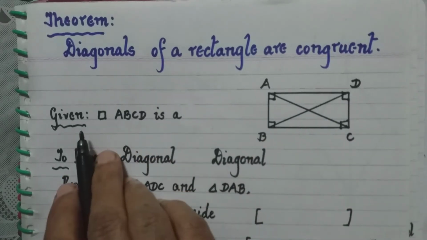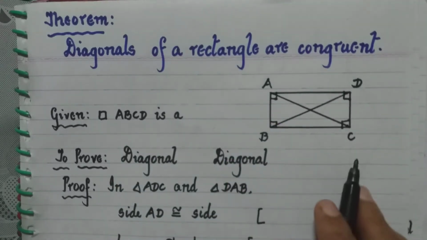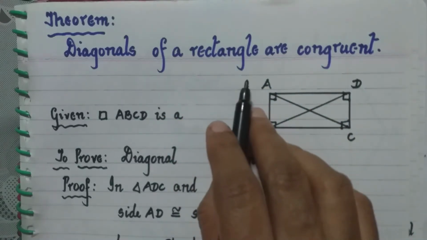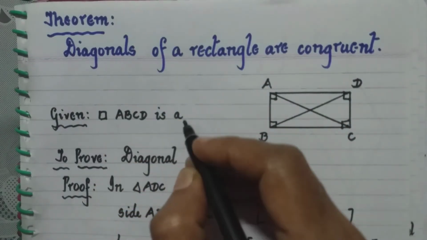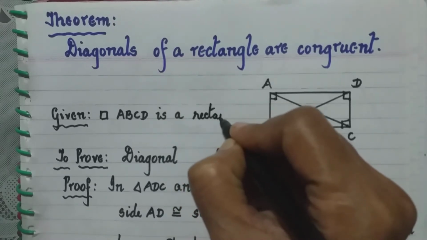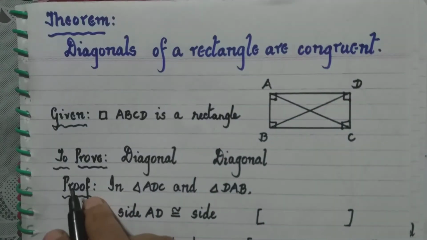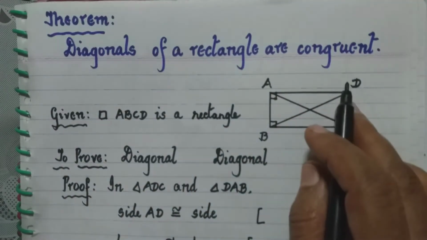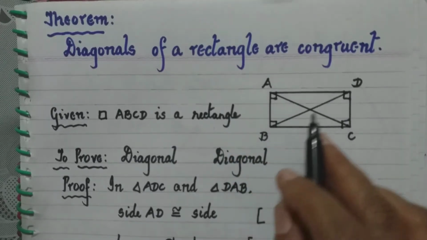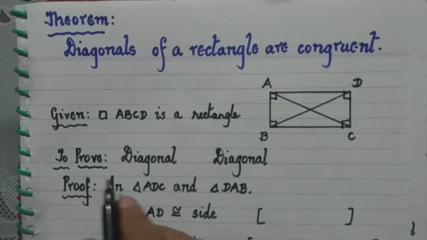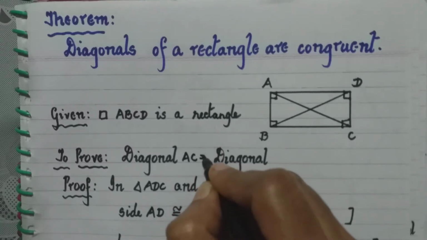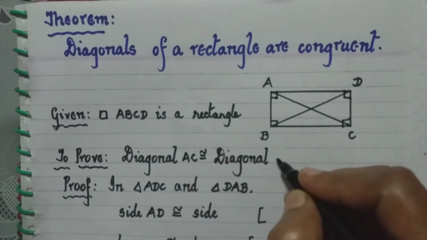The first step in a theorem is given. Quadrilateral ABCD is a, which quadrilateral we are talking about here? Rectangle. So quadrilateral ABCD is a rectangle. What are we to prove? That the diagonals are congruent. We just now named the diagonals as diagonal AC and diagonal BD. So to prove diagonal AC is congruent to diagonal BD.